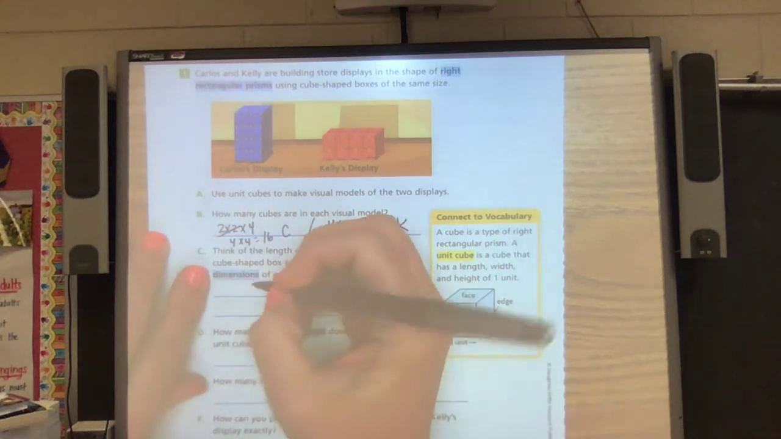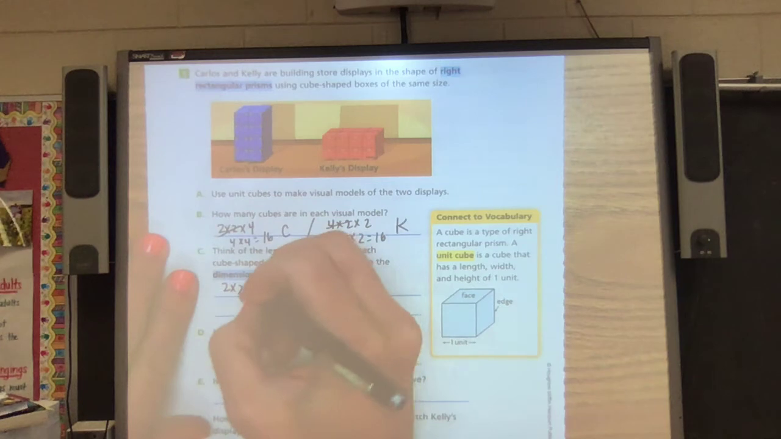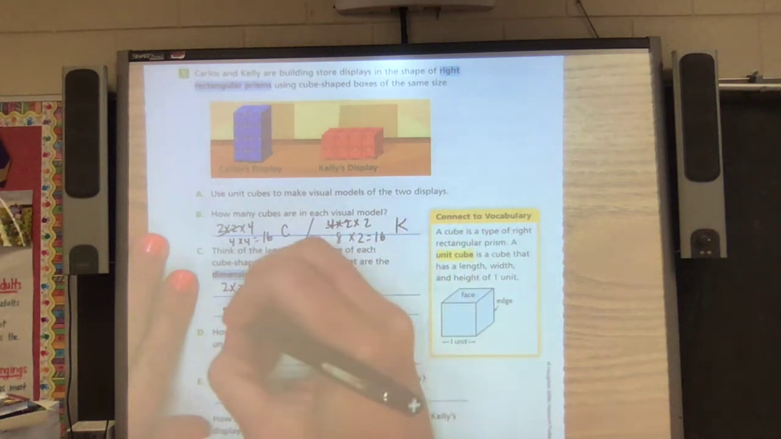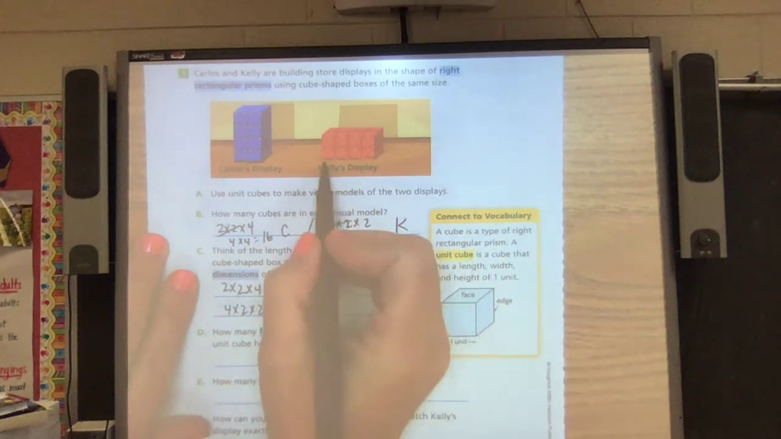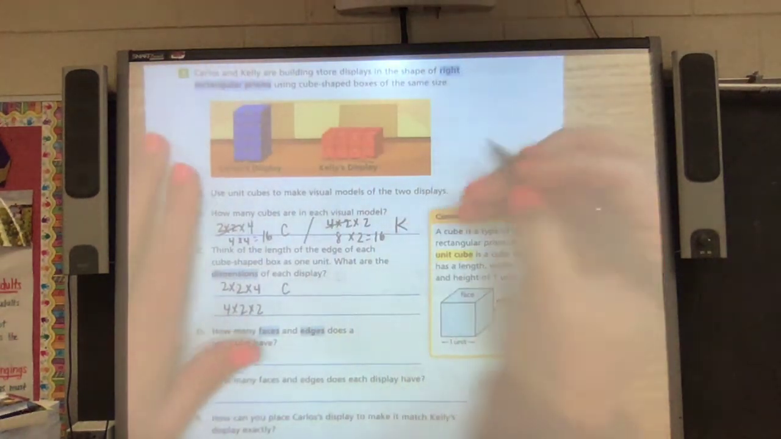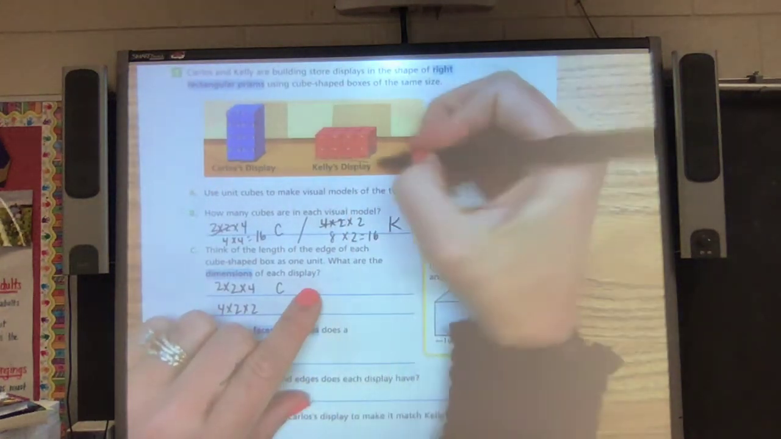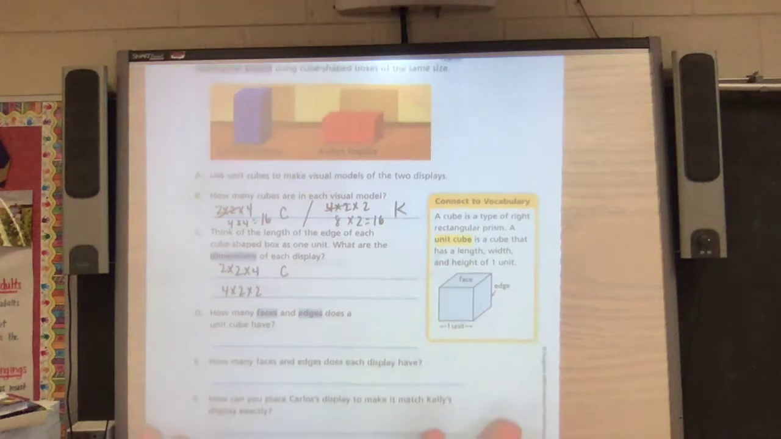So the dimensions of each are 2 by 2 by 4 that we already wrote for Carlos, and 4 by 2 by 2. So remember, length, how long is it? Width, how wide, usually it's that sideways, and then of course height is how tall it is.